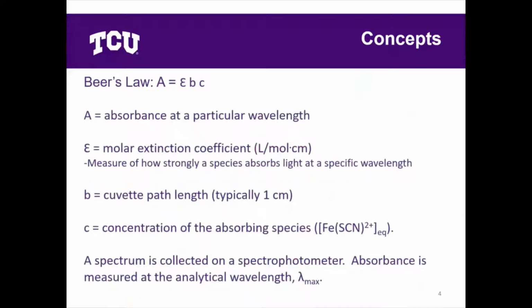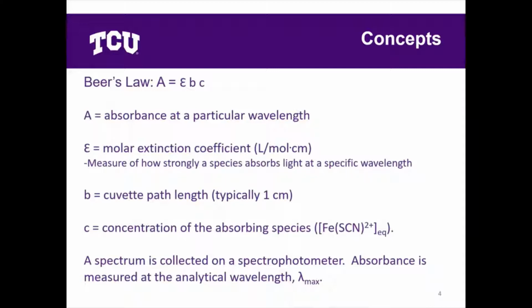We're going to use Beer's law. Beer's law is something we can take advantage of when we're doing spectrophotometry. Beer's law states A equals epsilon b c. A is your absorbance at a particular wavelength. Epsilon is your molar extinction coefficient, with units liters per mole centimeter. Epsilon, or your molar extinction coefficient, measures how strongly a species absorbs light at a specific wavelength. b is your cuvette path length, typically 1 centimeter.